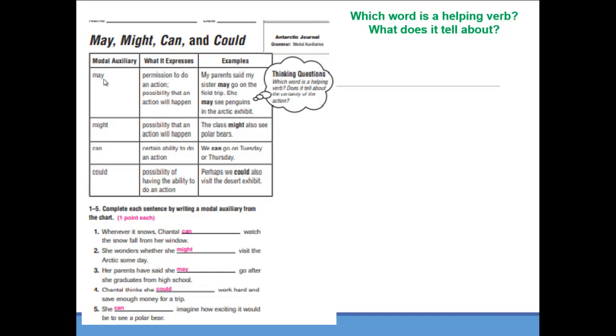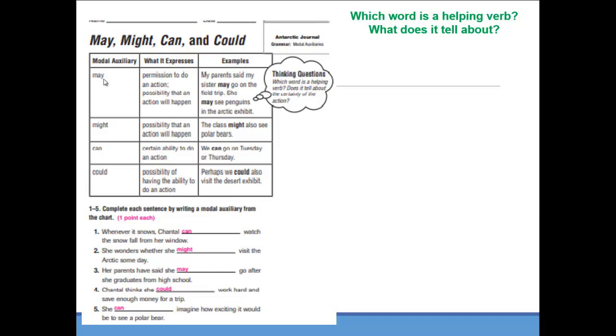Number 4. Chantal thinks she could work hard and save enough money for a trip. So again, she thinks that it's possible for her to be able to work hard and save money for the trip. So she could work hard. She has the possibility to work to save money.